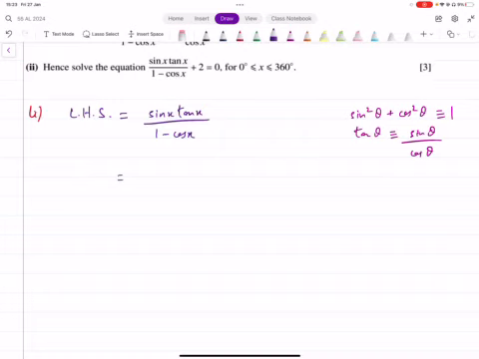Replace tan. That could be a starting point. Let's replace tan with sin x over cos x. Okay, we could start with this. Now this whole thing over 1 minus cos x. Is that okay? Now what do we do? That's done.